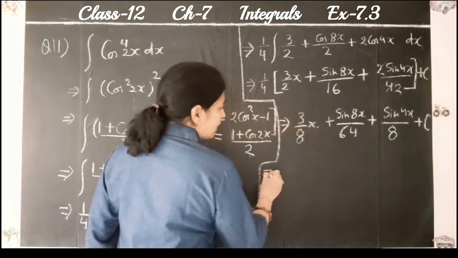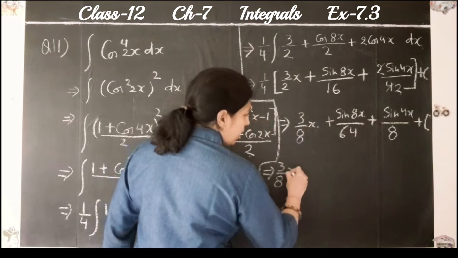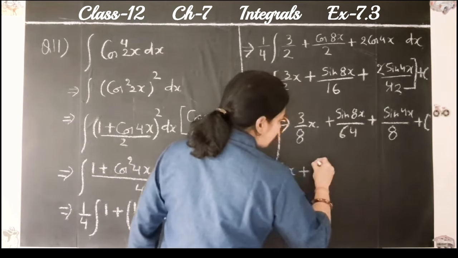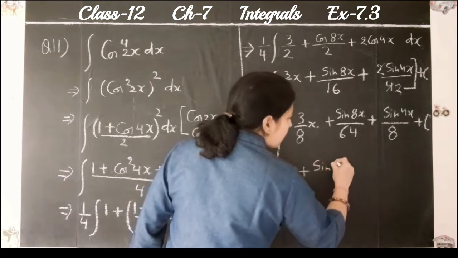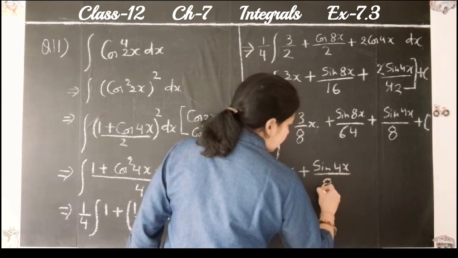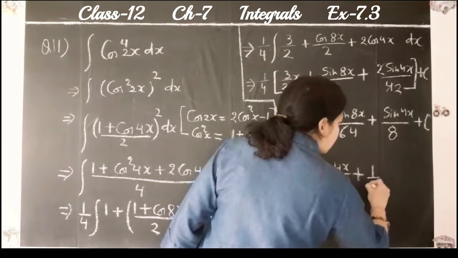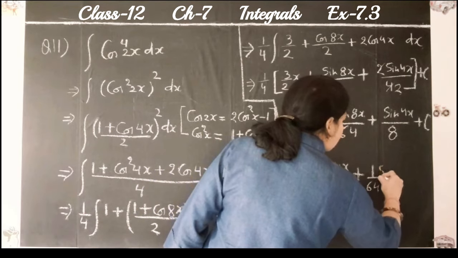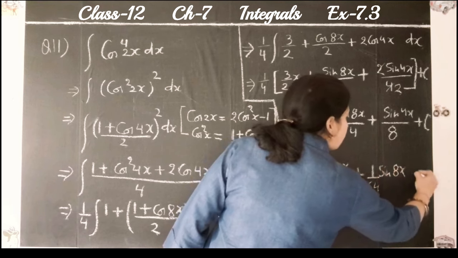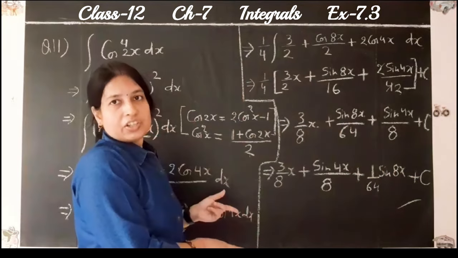So finally we can write 3 by 8 x plus, write this one sine 4x first, so it will be sine 4x divided by 8, plus this one is 1 by 64 sine 8x, plus a constant c. So this is your answer.